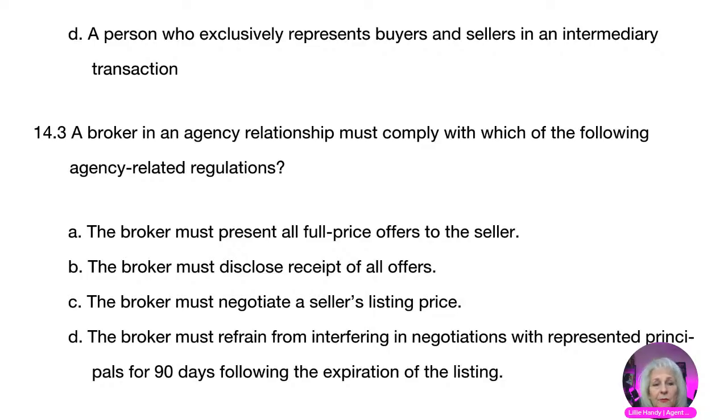So the answer here is B. The broker must disclose receipt of all offers and present them. So brokers may not conceal the receipt of an offer or interfere with represented parties prior to the listing expiration. No 90 days in question here. So finally, brokers do not have an obligation to negotiate the listing price with a seller.